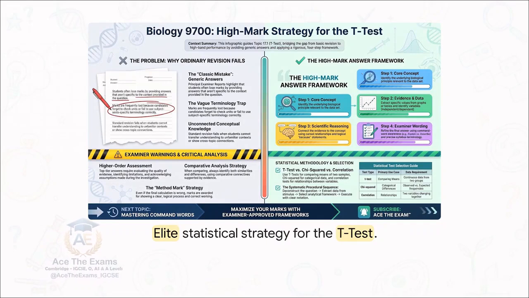You use a t-test for comparing means of continuous data from two groups. You use chi-squared for categorical differences, comparing observed versus expected frequencies. And you use correlation tests for relationships between variables. Knowing this table back to front is literally like having the exam cheat code.